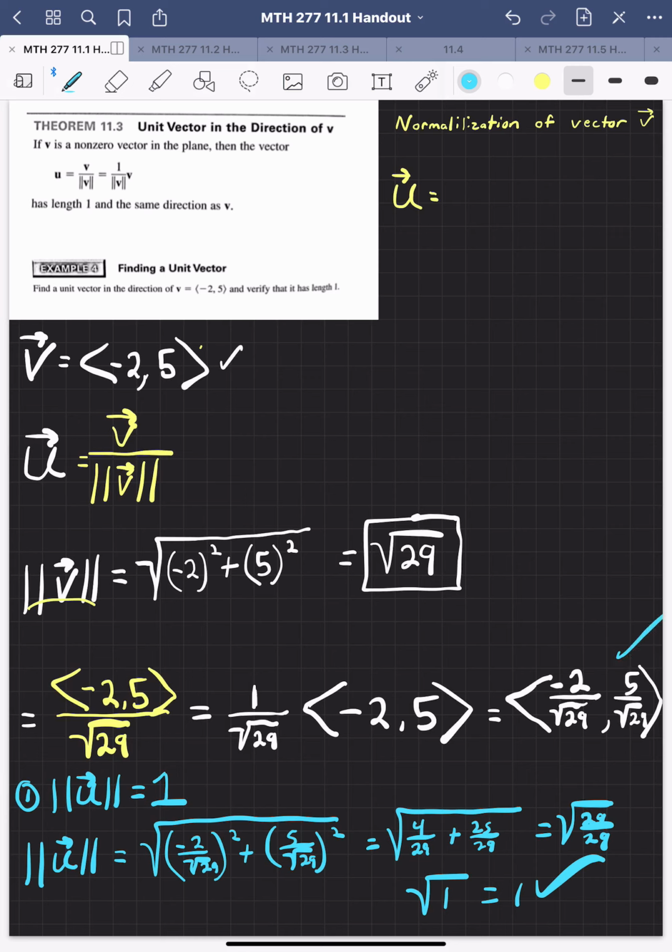I'm going to punt on showing you how to verify that it's in the same direction, because I haven't started to talk to you about angles yet. But what you could do is verify the slopes. That's easy enough. You could take the slope of v, take the slope of u, and that would be one way of verifying that it's still moving in the same direction.